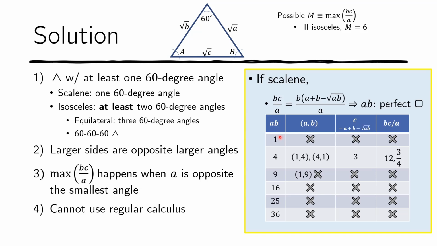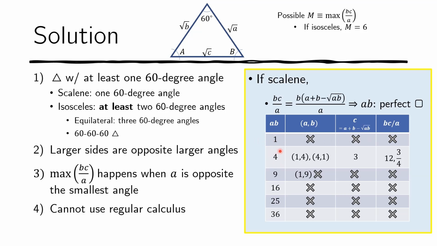So for example, the first perfect square, 1, has factors 1 and 1, so only those two factors. And therefore, we do not have to consider this, because 1 and 1, meaning A equals 1 and B equals 1, means that it is an isosceles triangle. And here we're only looking at scalene triangles, because we've already dealt with isosceles triangles in a previous slide. So now we don't even have to look at this case.